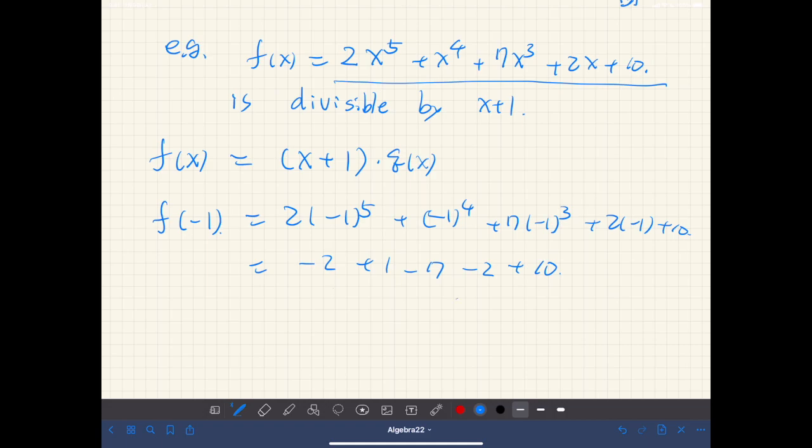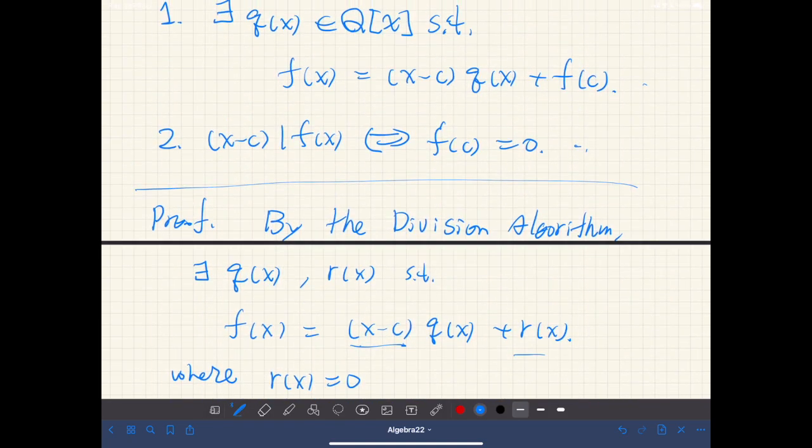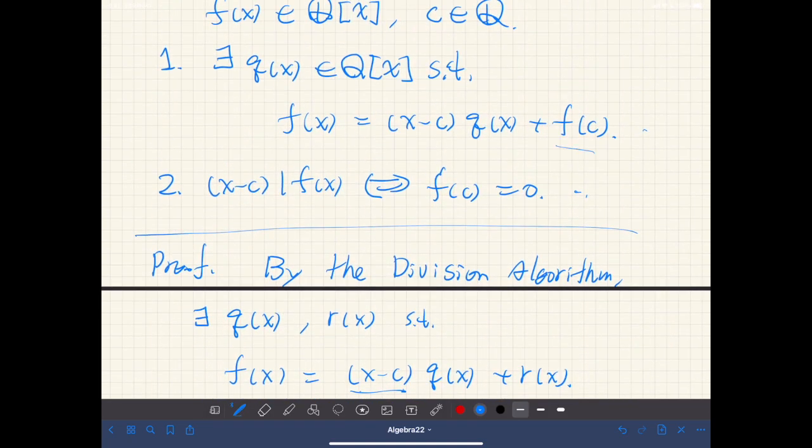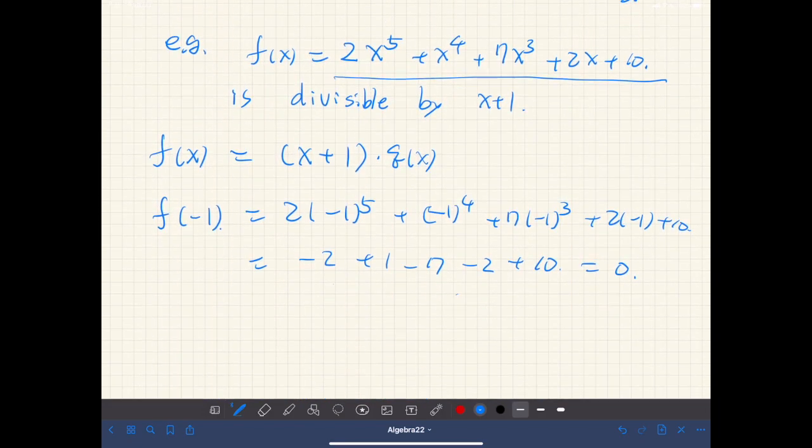So that is indeed 0. So according to the theorem, f of c is 0. So that means in this case c is negative 1. So x plus 1 divides this polynomial.